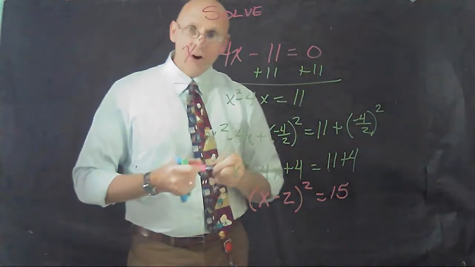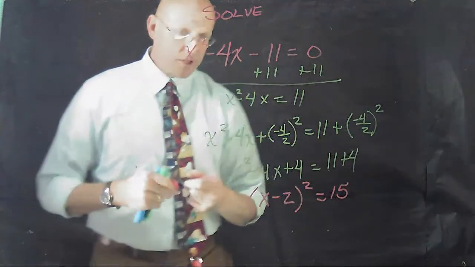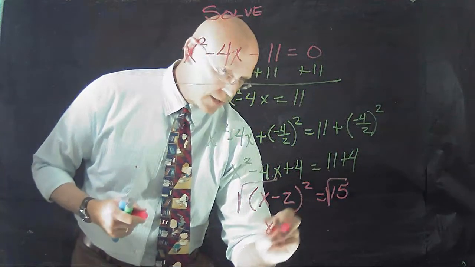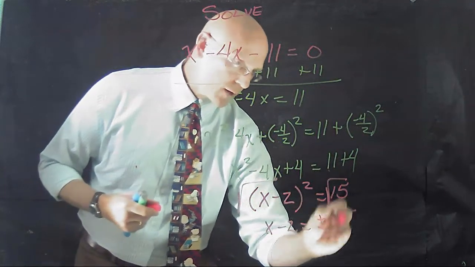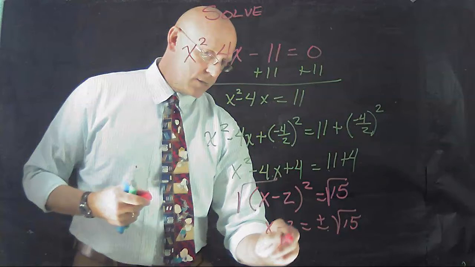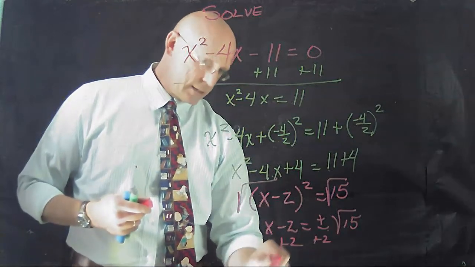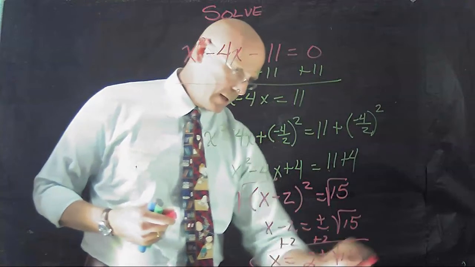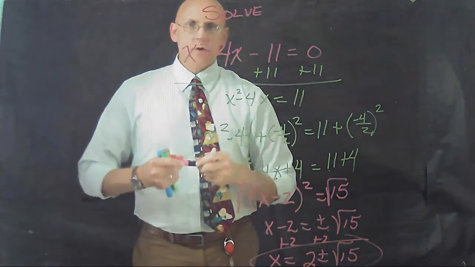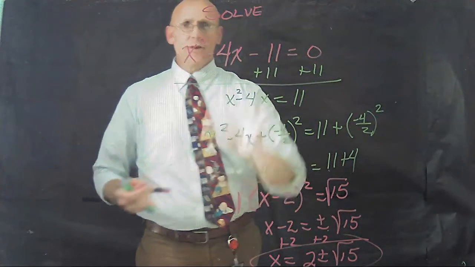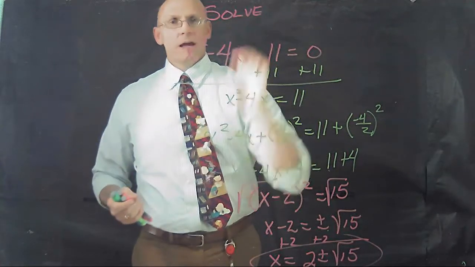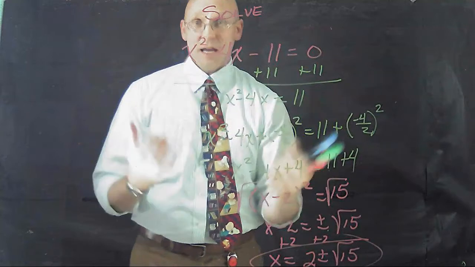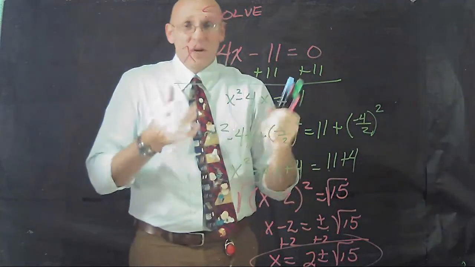Now I can actually solve this. I can solve this because I can take the square root of both sides. And I get x minus 2 equals plus or minus radical 15. Add 2. And I get x equals 2 plus or minus radical 15. So I was able to go ahead and do this problem and get an answer even though this was not factorable. And the only reason I could do that is I was able to rewrite this and change it. Okay? That's what I did. I rewrote it and changed it.